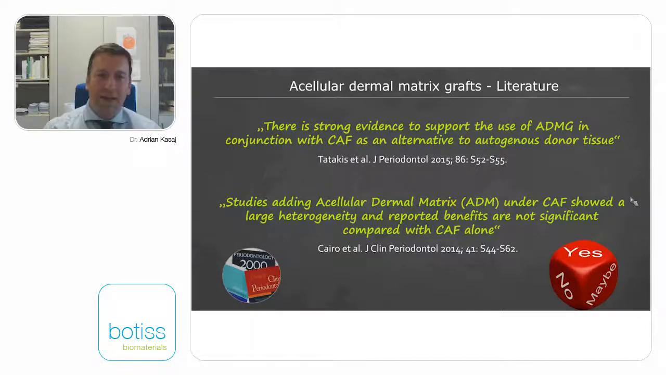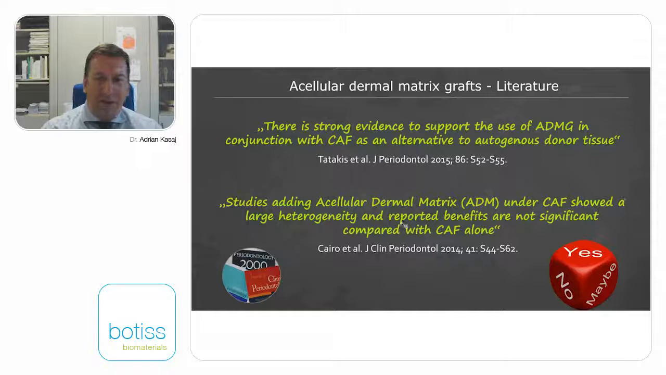The most recent one, here the one from Tatakis and co-workers, published just this year based on the AAP regeneration workshop, and they concluded there is strong evidence to support the use of alloderm in conjunction with the coronally advanced flap as an alternative to autogenous donor tissue.